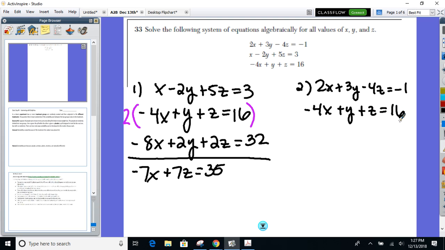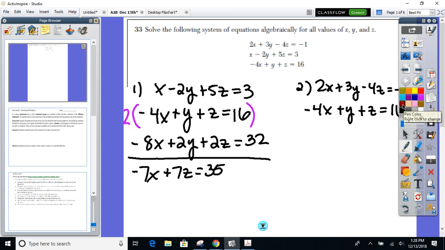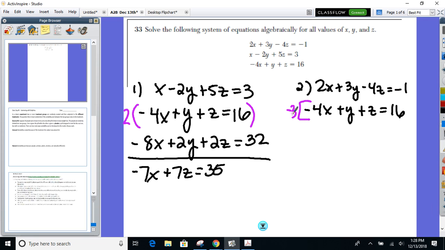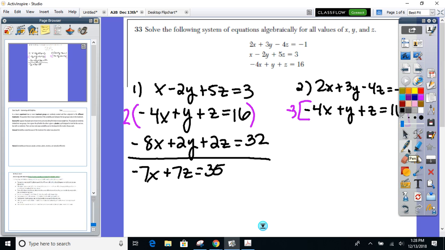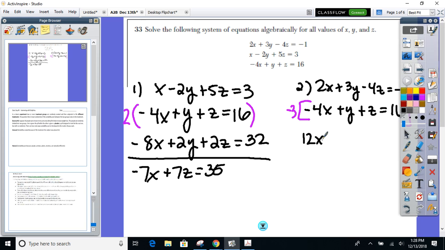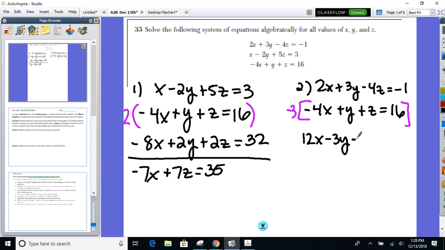Now, I want to break. You can do this a ton of different ways. I just said, you know what, you could get rid of x first, get rid of z first. It's up to you. How do you get rid of y in these two? Multiply the second one by negative 3. All right, little help. 12x minus 3y minus 3z equals, is that negative 48?